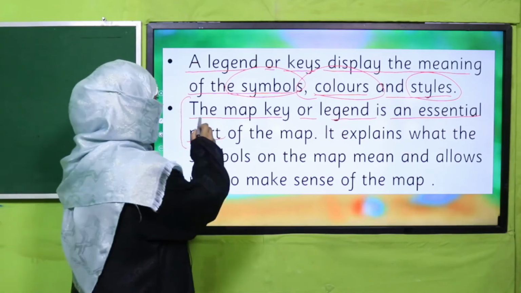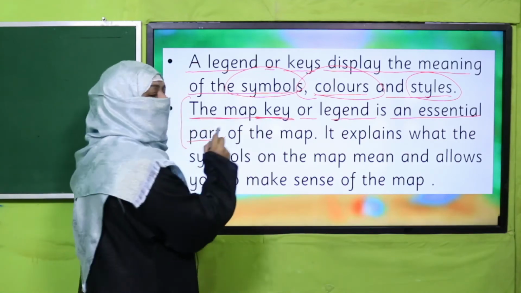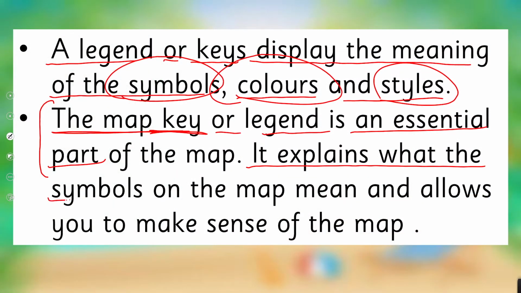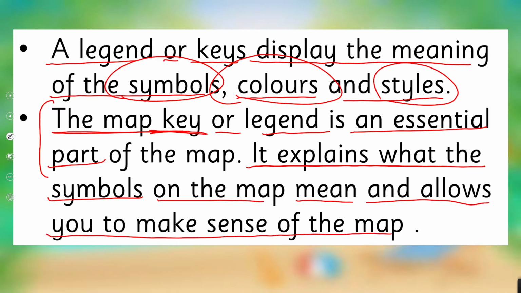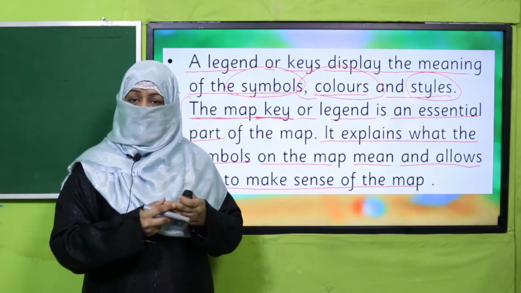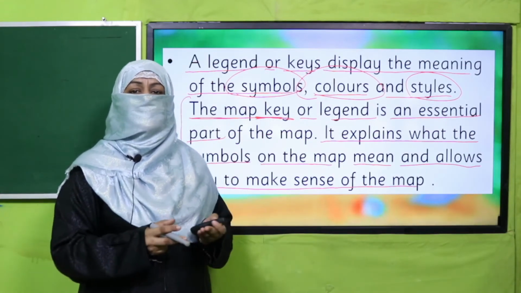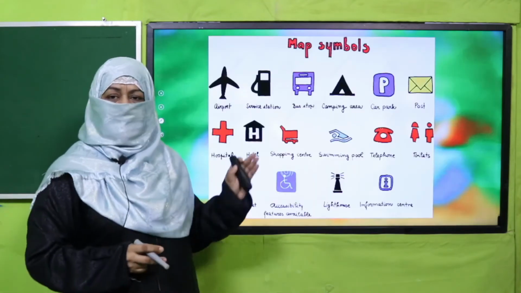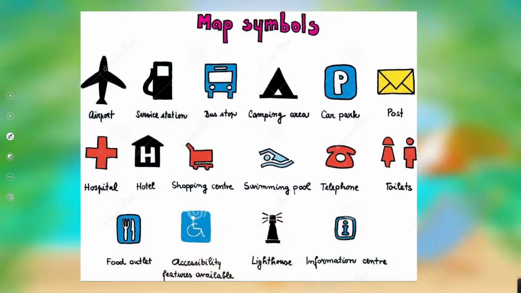That's why we have to make a key with a map. It's important. It explains what the symbols on the map mean and allows you to make sense of the map. So this is basically legends and keys, which tell us how to read this map and what is on this map.